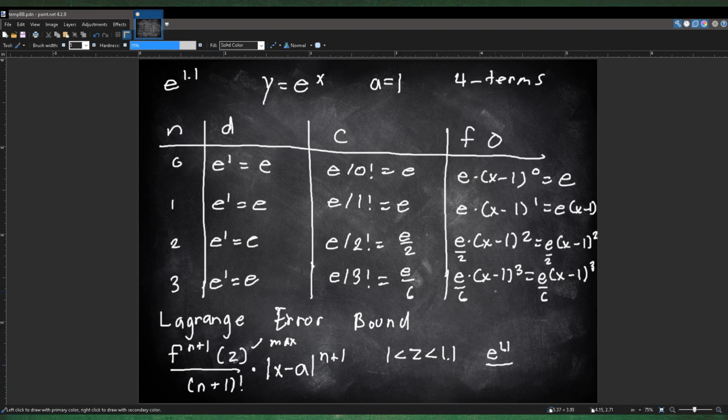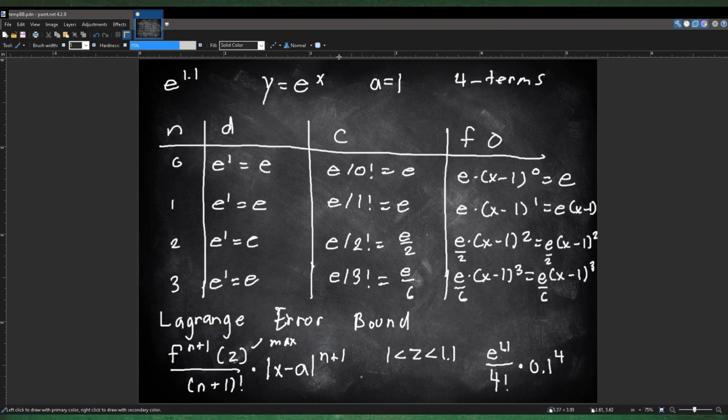N is your degree. So we have a degree of 3. That's the highest degree we have, so use that one. So 3 plus 1 is 4 factorial, times x, which is your 1.1, and then your center is 1. So 1.1 minus 1 is 0.1. Since this is already positive, I'm just going to leave it as 0.1. And then n plus 1, n is 3, so that's a 4. So using our calculator, we find that our error bound is e to the power of 1.1 divided by 4 factorial, and then multiplied by 0.1 to the power of 4.